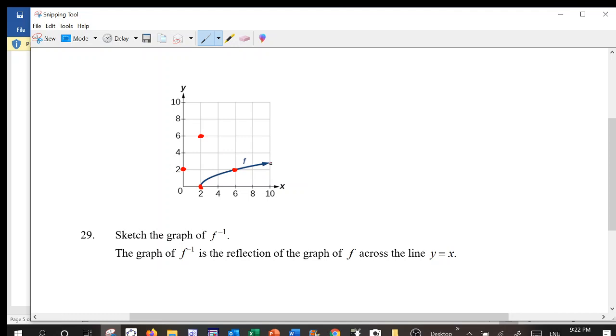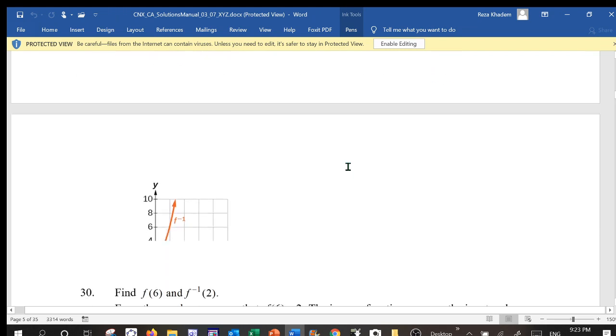And let's get another point right here. Let's say this point right here is 10 and 2 point something. Let's say 2.5. So at 2.5, I go to 10. There. And then you connect them like a curve, like that. So that's the inverse, and as you see, it's symmetric with respect to y equals x, right? So all you have to do is switch x and y to graph the inverse. Okay? All right.